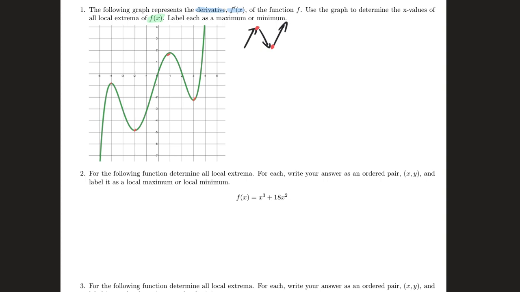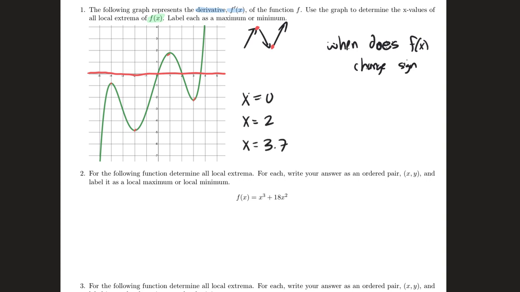So I want to see, when does my derivative change sign? Because if it changes sign, it goes from positive to negative or vice versa, I'm going to get a max or a minimum. So when does it change sign? Well, I'm looking at 0. It happens at 3 different places. It happens at x equals 0, x equals 2, and it looks like x equals about 3.75. It's not an exact number.